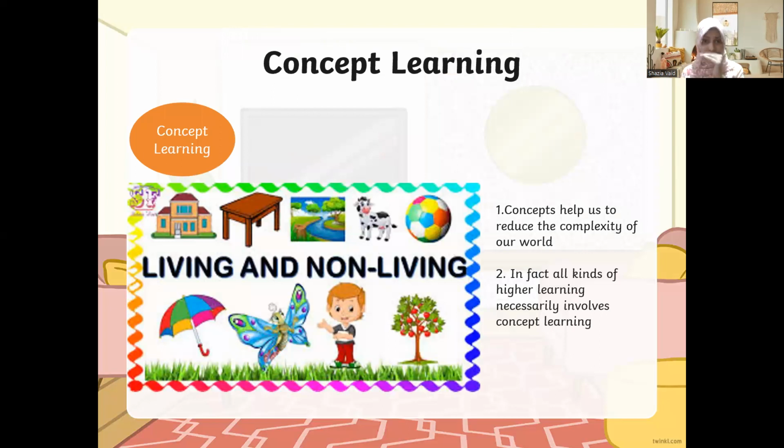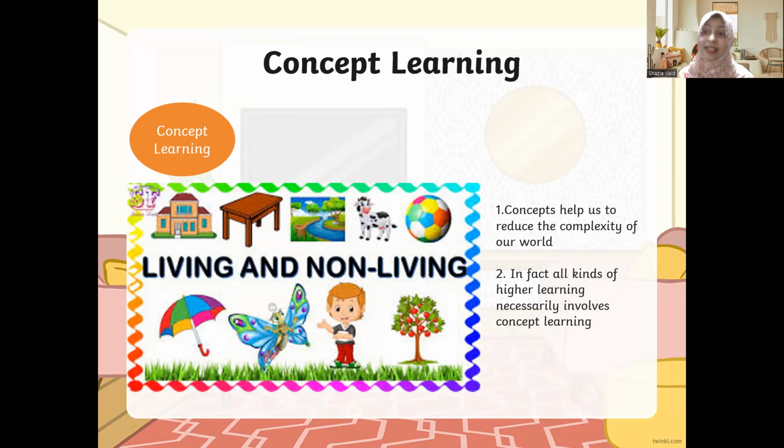Now, the next one is concept learning. Okay, tell me quickly, which one is a living thing and which one is a non-living thing? Yes, butterfly is a living thing. Umbrella, it's a non-living thing. Tree is a living thing. Ball is a non-living thing. Don't worry, today I'm not going to teach you about living and non-living things.